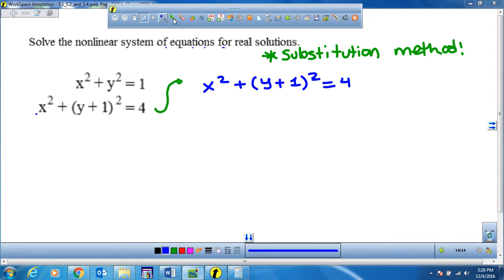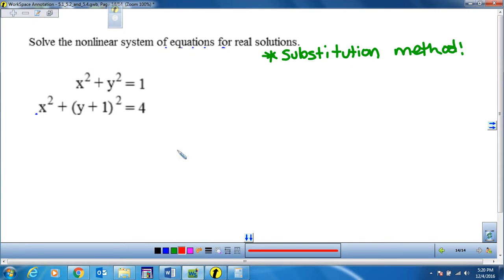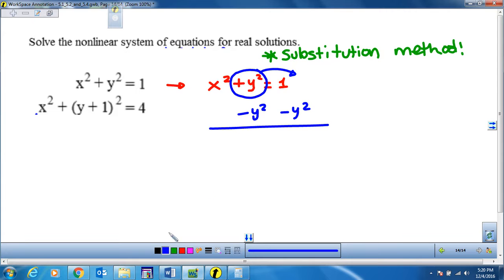I'm double checking if that is the easiest thing to do, or no. The first one is the easiest one to solve for a variable. The first one, x squared plus y squared equals 1. Let's solve for x squared. Okay, so we're gonna send this one here. You'll see why I said this was the easiest one right now. x squared equals negative y squared plus 1.